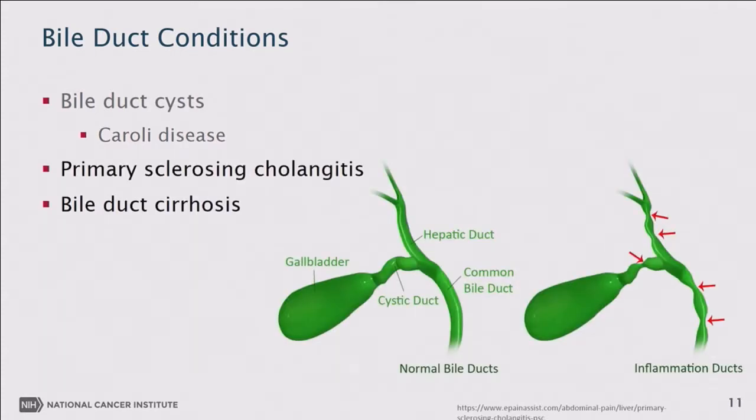Primary sclerosing cholangitis and bile duct cirrhosis are both conditions that are associated with inflammation and chronic destruction of the bile ducts. And inflammation is something that you're going to hear repeated over the next few slides. So on the left, you can see a normal bile duct, and then on the right, you see an inflamed bile duct. And where these red arrows are pointing, that is where the bile ducts are narrowing due to this inflammation and destruction. Cholangitis is associated with about a 20 to 40 times increased risk, and cirrhosis about an 8 to 10 times increased risk.